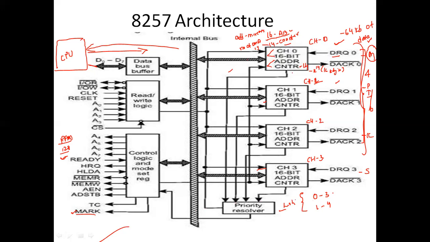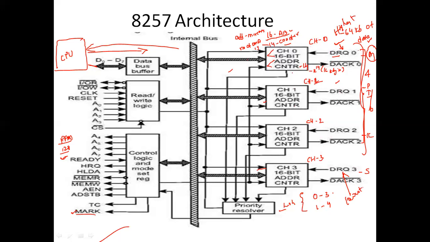So DR0 has the highest priority, and DR3 is going to have the lowest priority. Based on the priority, we are going to keep the request. DRQ0 has the highest, and DRQ3 is going to have the least priority. So this is how the working of this 8257 architecture is going to be done.